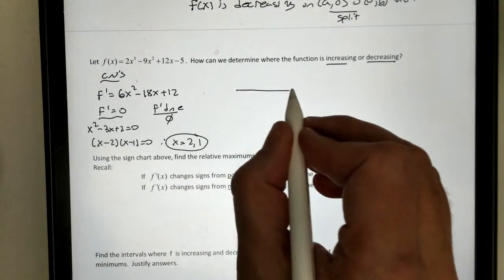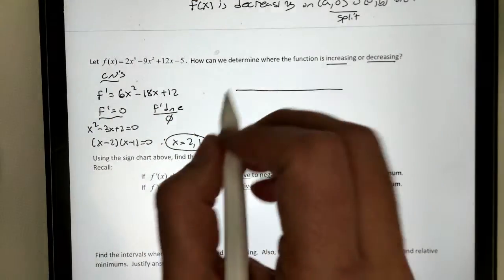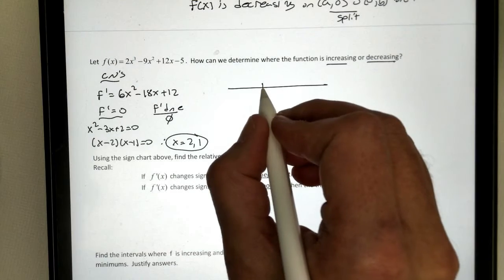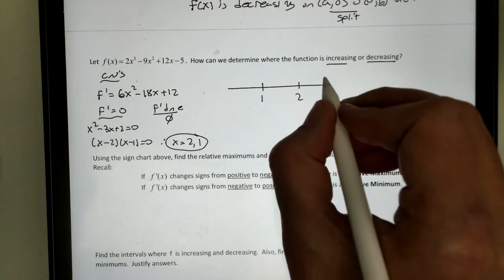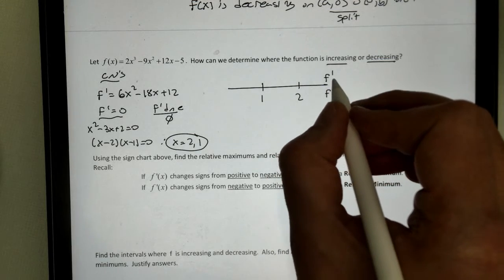And now I'm going to do my sign chart. I'm not given any endpoints here, so there's no restrictions. Oops, sorry. There's my number line. Put in your numbers, 1 and 2. On top, you're going to put your derivative. On the bottom is how my function looks.